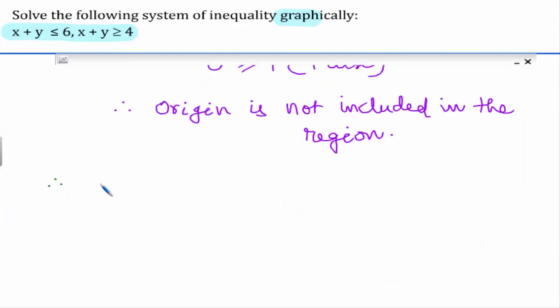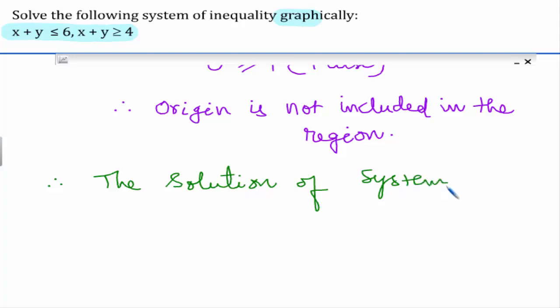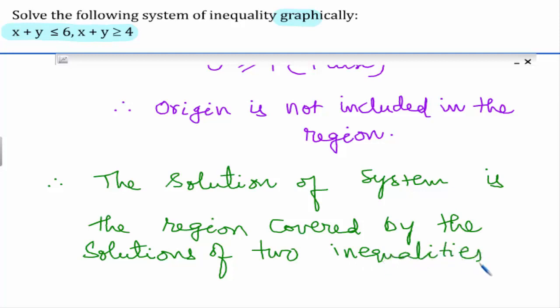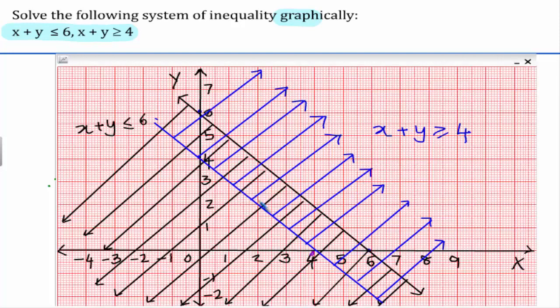So the solution set of the system of inequality is the region covered by the solutions of the two inequalities. That means it should be the common region. So you can see here, this is the common region where the black and blue lines are present.